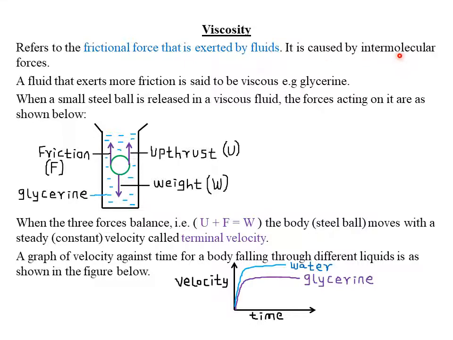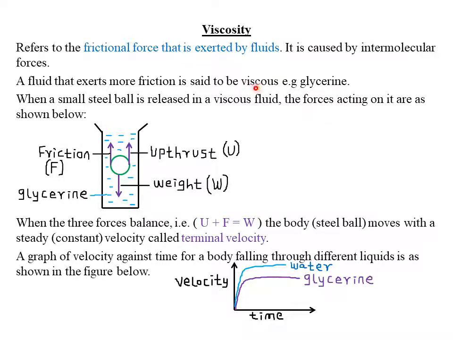So that means if you have, for example, stronger cohesive forces between the liquid particles, it means the frictional force, or the viscous drag, or the viscosity, will be higher. Therefore, viscous fluids, that is, fluids that exert more friction, are said to be more viscous. Viscous fluids have stronger intermolecular forces, or stronger cohesive forces of attraction between their molecules, hence they have high viscosity, or viscous drag.